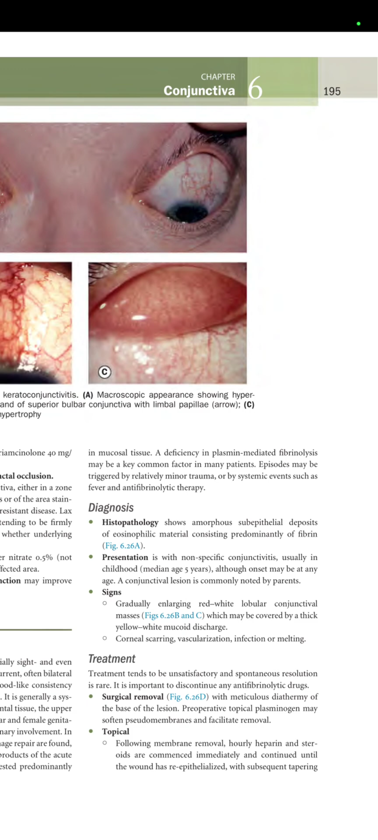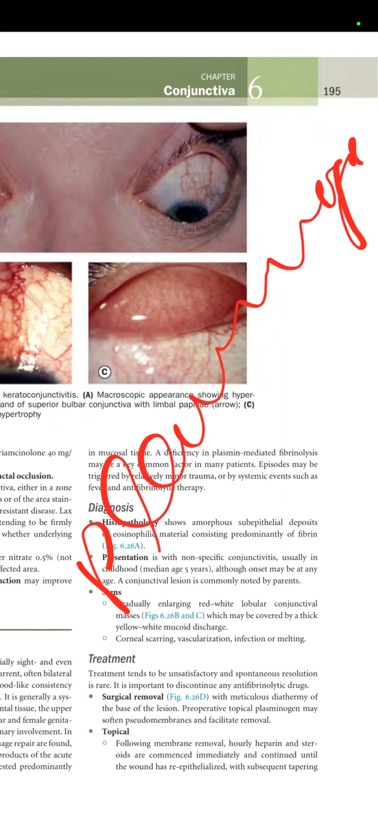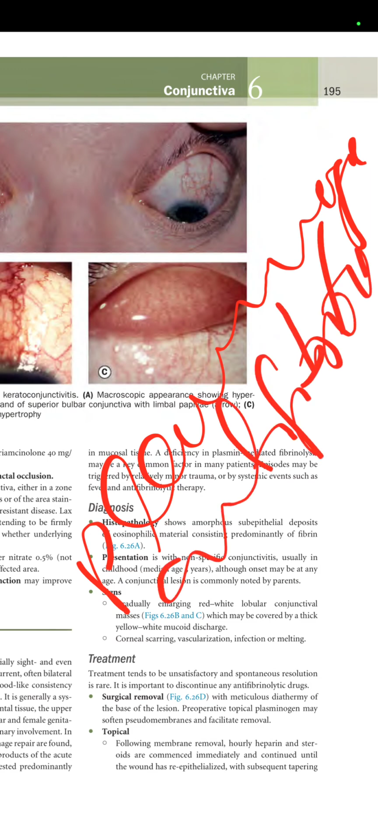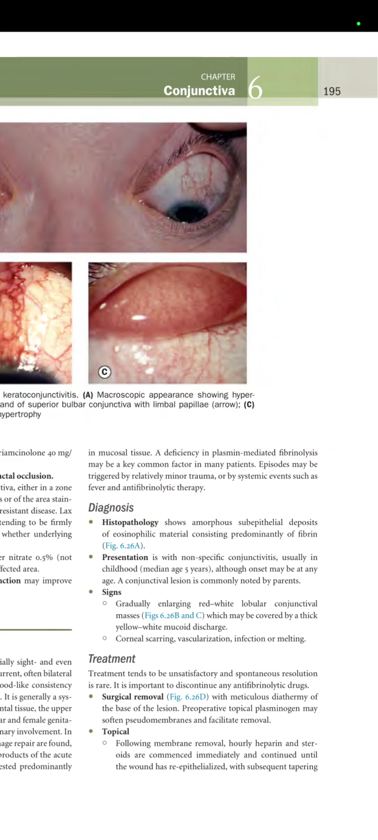Treatment tends to be unsatisfactory and spontaneous resolution is rare. It is important to discontinue any antifibrinolytic drugs. Surgical removal with meticulous diathermy of the base of the lesion. Preoperative topical plasminogen may soften the pseudomembrane and facilitate removal. So if you give the topical plasminogen, which is like a fibrinolytic agent, it can also loosen the pseudomembrane, and you can easily remove the lesion.